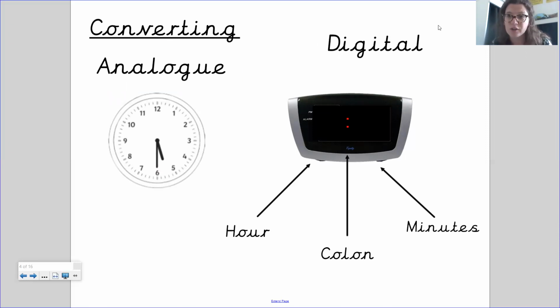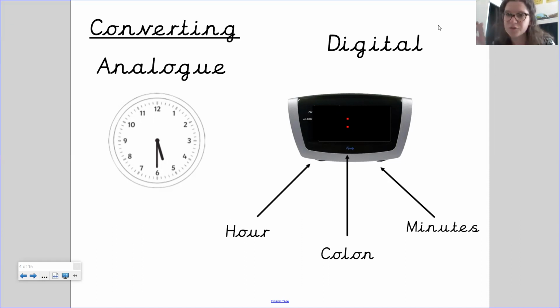Okay, so converting. You are going to learn how to convert between analogue and digital time. So here we have an analogue clock, a clock face, that has a certain time. Can you tell me or tell somebody that you're sat with what time it is? This analogue clock is saying it is 5:30.